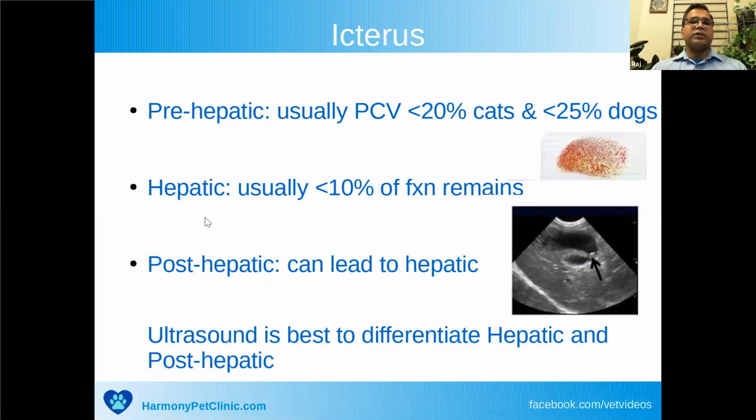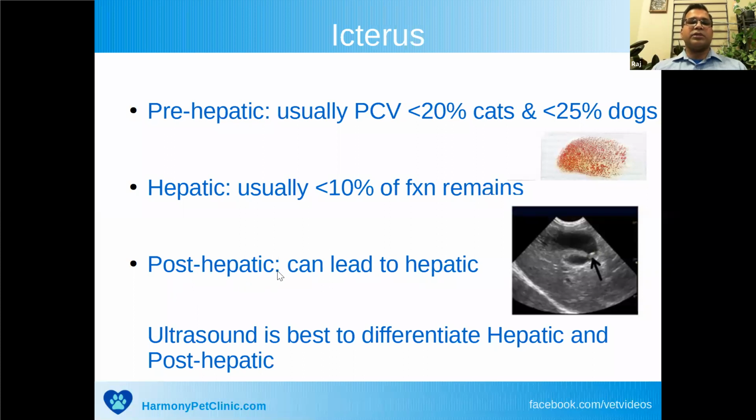Next is the hepatic reason. Any liver disease can cause icterus, and usually less than 10% of function is remaining. The liver has a very good regenerative power, so it can keep on functioning normally even if 80% of liver function is lost. That's why detection of these diseases very, very early is very important.